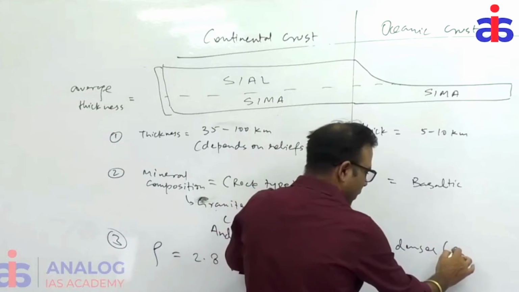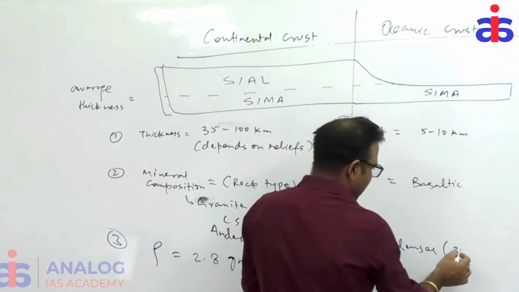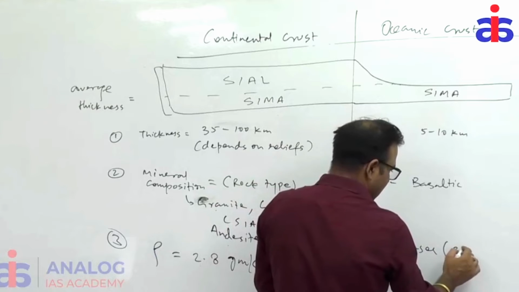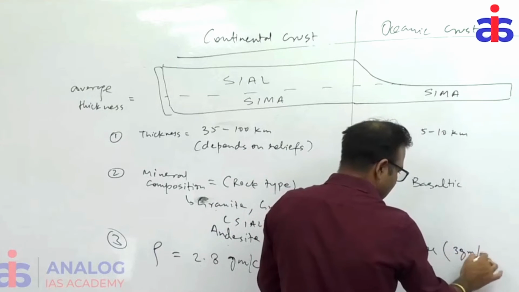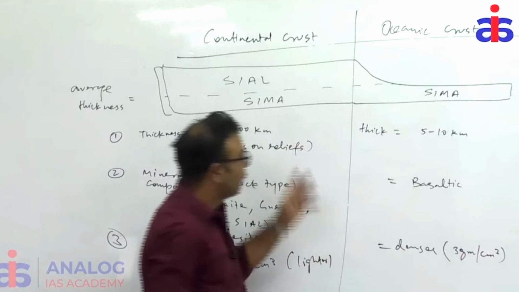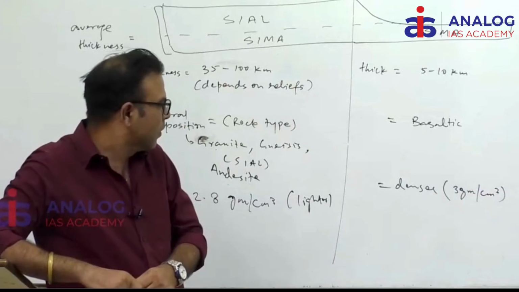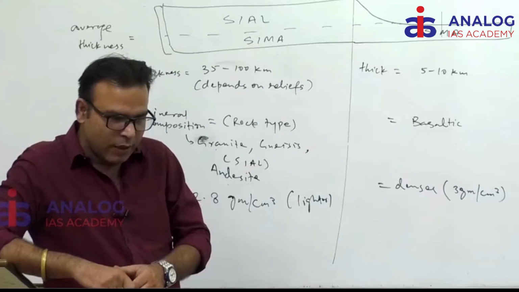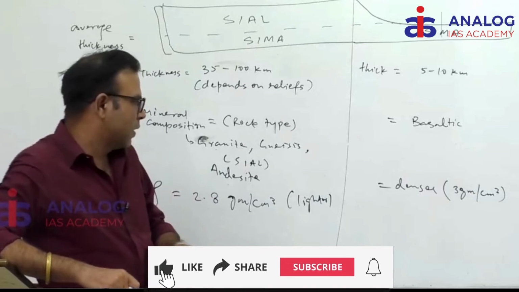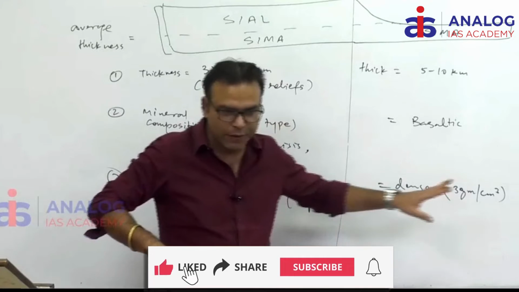So density is around 3.3 actually, or 3 grams per centimeter cube. For crust only; if you go inside, it becomes more than 3.3. Silicates of magnesium, or basalt, has the density around 3 grams per centimeter cube.